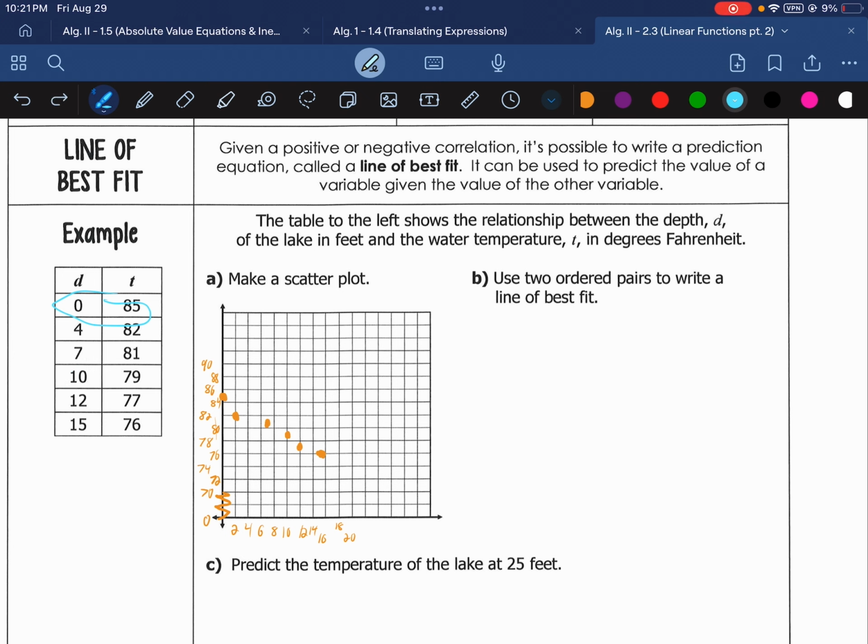Now, once again, if you picked two other points, that'd be okay here as well. Your result would just be slightly different than mine. But if you show your work, that'd be okay. So I'm going to use 0, 85. I'm going to show what point I'm using. I'm going to use 10, 79. Once again, show the point I'm using. And I'm going to start finding slope with these 2 points.